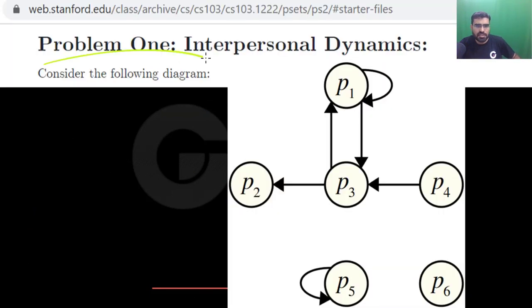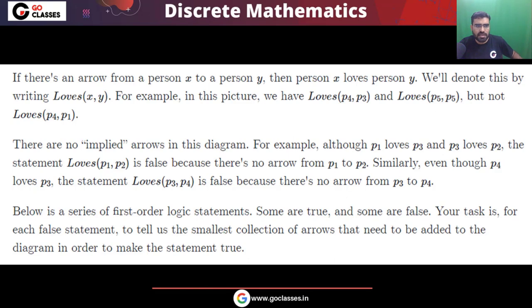The question says to consider the following diagram. A graph is given to you. You can see this graph. If there is an arrow from person X to person Y, it means that person X loves person Y. We denote this by the predicate loves(X, Y). So loves(X, Y) means X loves Y.